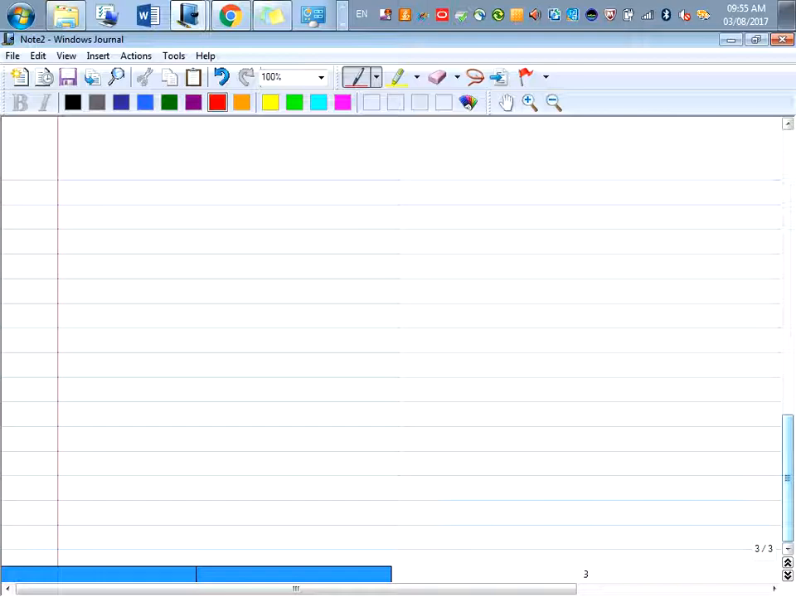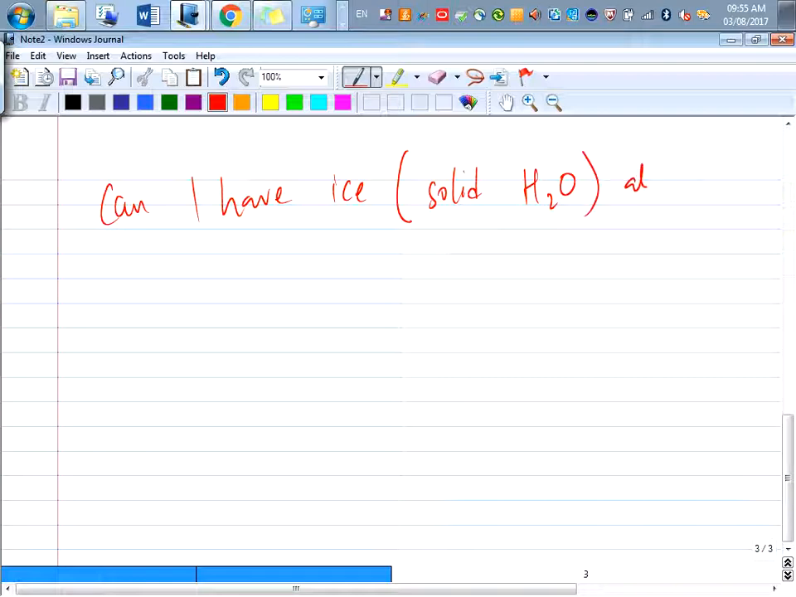So, do you think I will find a piece of ice that is at 2 degrees Celsius? Possible or not? Harith, possible? And I have ice, meaning solid H2O at 2 degrees Celsius. Hang on, let Harith think about it, the rest can also think. Possible or not?